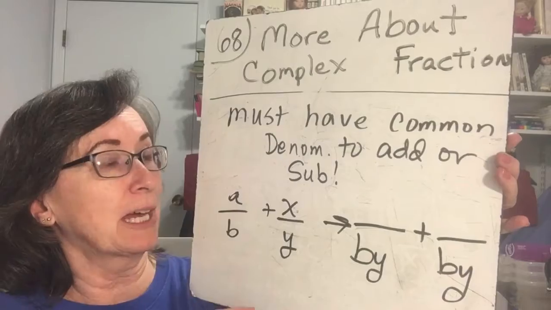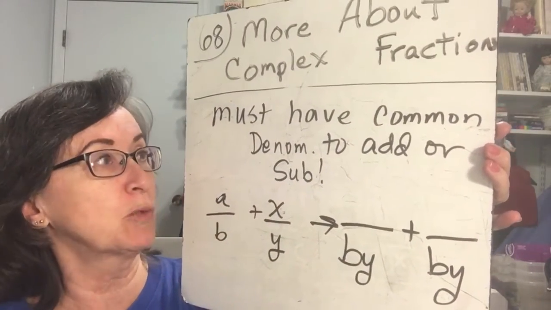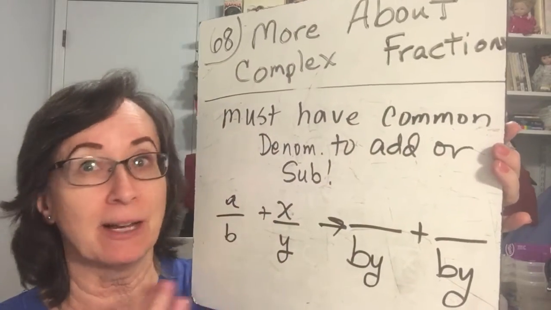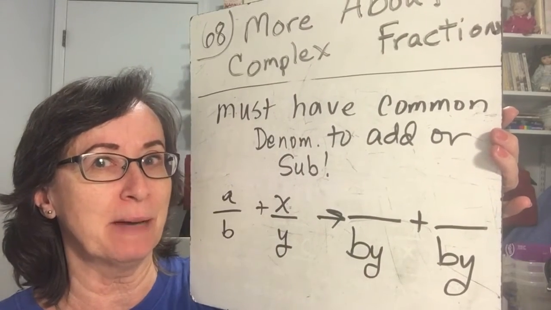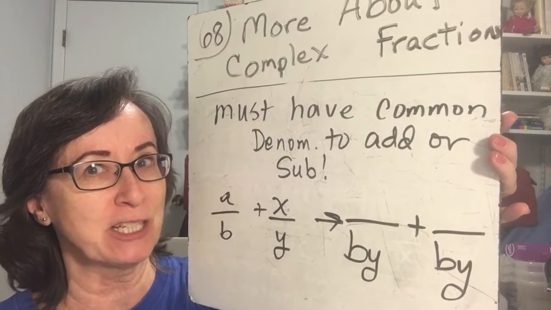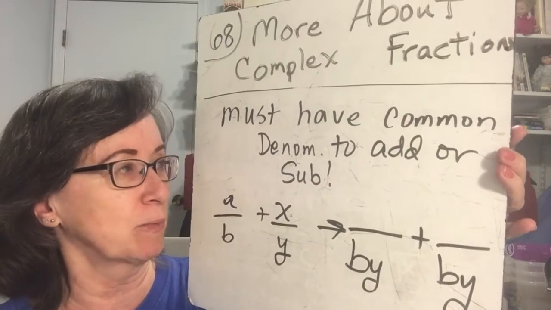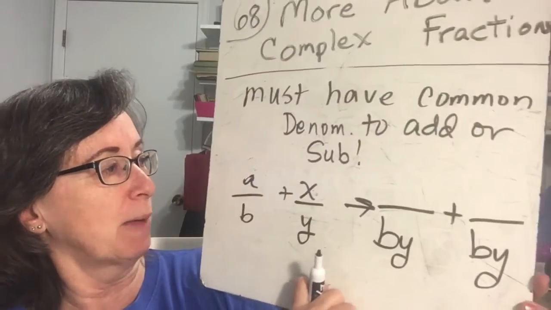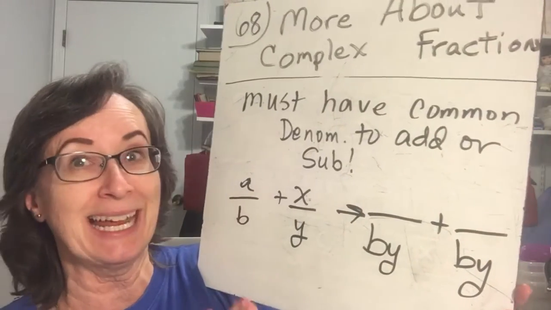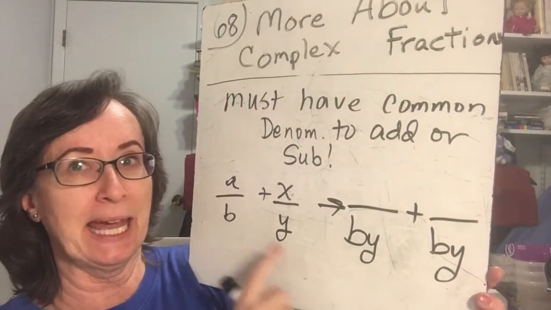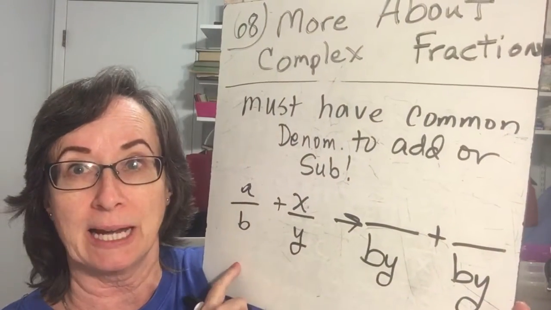Okay, so now we're going to talk about to add or subtract two rational expressions, we must have a common denominator. If we're adding or subtracting regular fractions, don't we need a common denominator? Well, we're going to treat rational expressions very much the same way we treat rational numbers, which are fractions. So here we have a problem. We're going to add a over b plus x over y. The first thing we need to do is get a common denominator. Since b and y have no factors in common, the common denominator would be the product by.